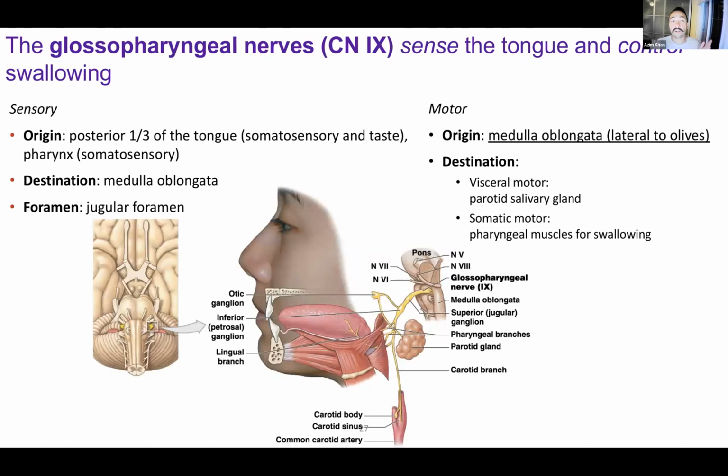So that's the glossopharyngeal nerve. Sensory, because it can sense from the posterior third of the tongue, somatosensory and taste, and then can also control one of your salivary glands. It's called the parotid. We're going to go over the different ones later, but it controls one of the salivary glands and muscles for swallowing, pharyngeal muscles for swallowing. So tongue and throat, glossopharyngeal.